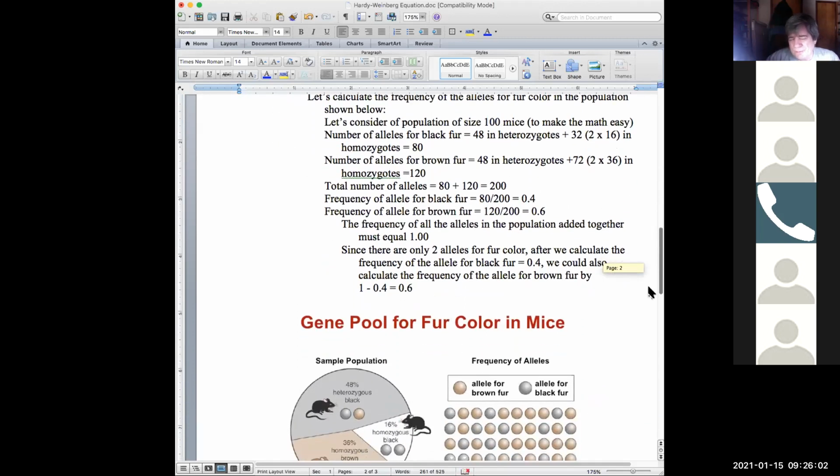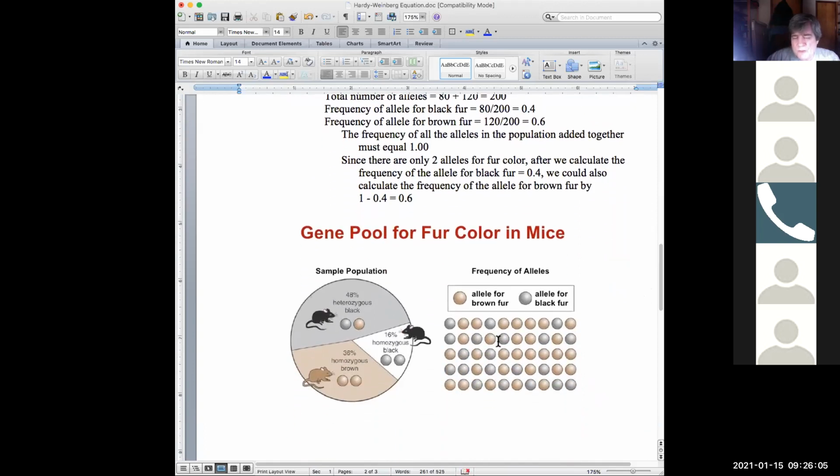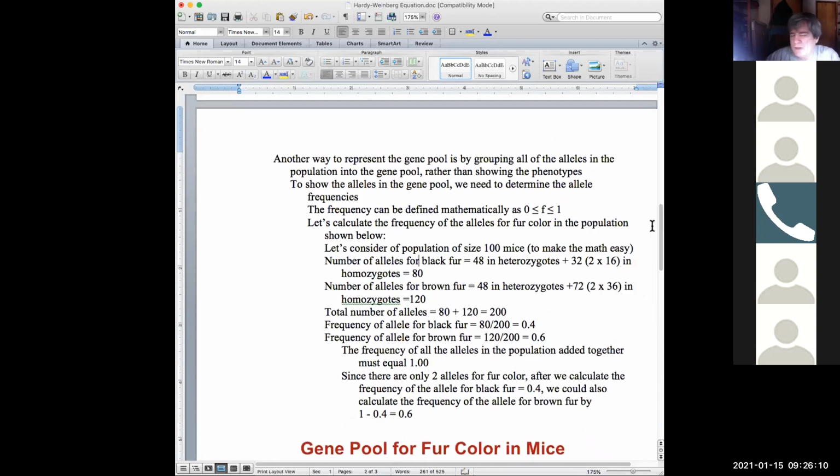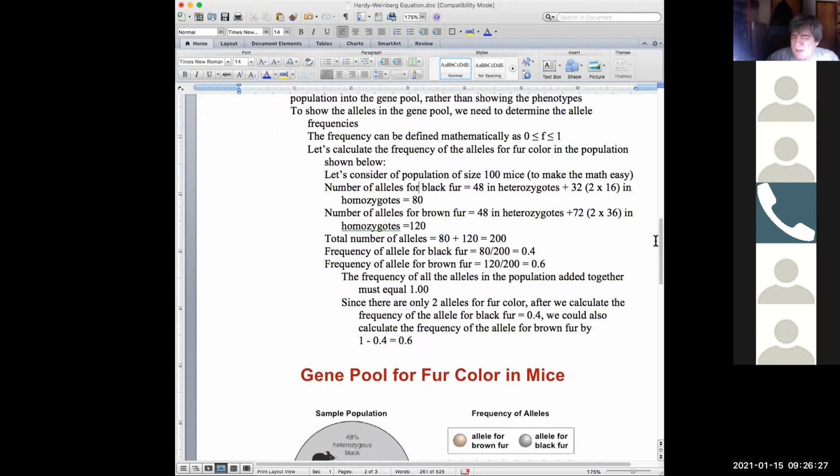Now notice, if you were working a problem in this fashion, you can check your work at this point. Because if we have 100 mice in our population, cells in a somatic part of the body of a mouse, so anything other than the eggs or the sperm, somatic cells are diploid. They have the 2n number of chromosomes. So if we have 100 mice, we have to have 200 alleles for fur color, because each mouse has 2 alleles. Each mouse is a diploid organism.